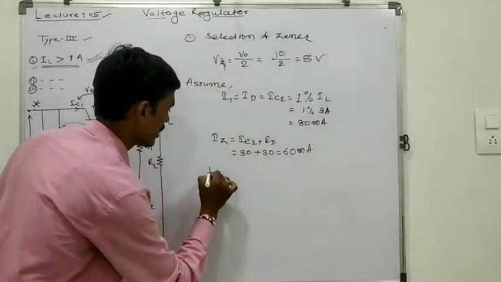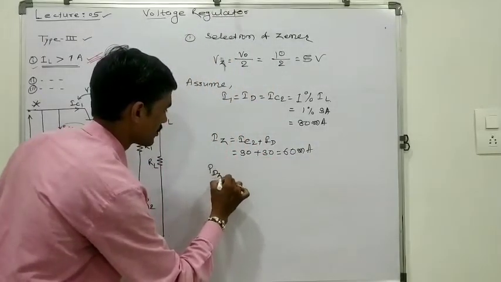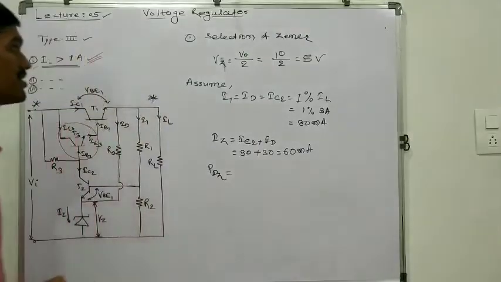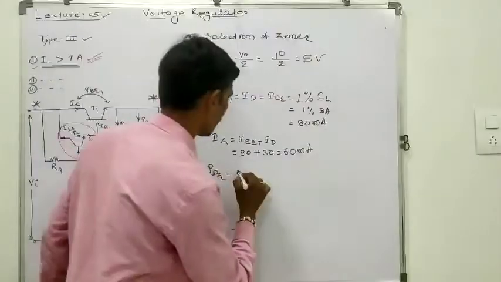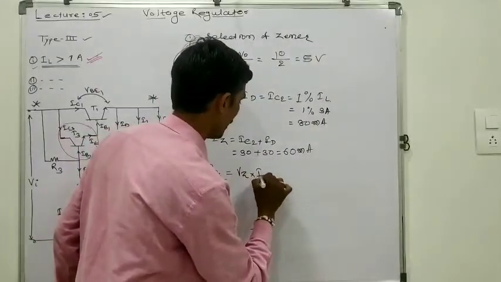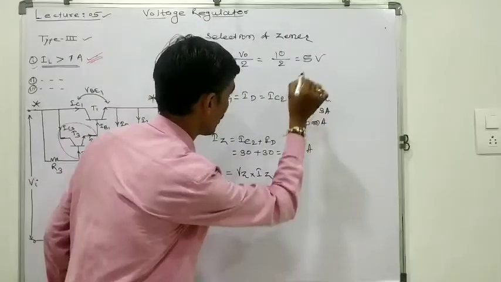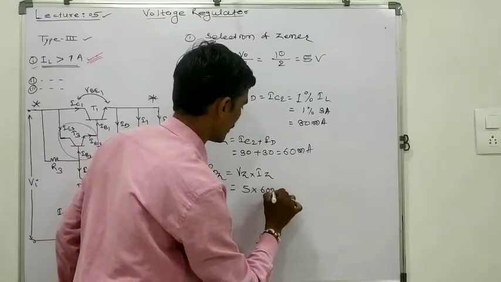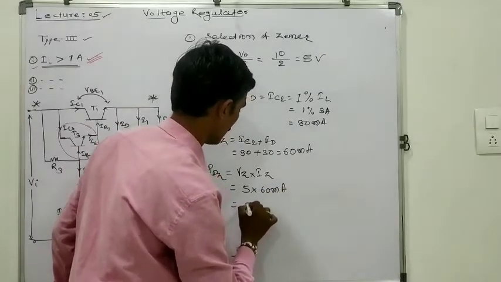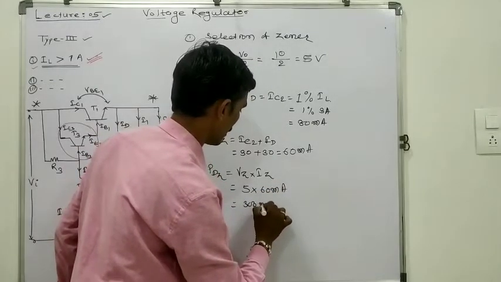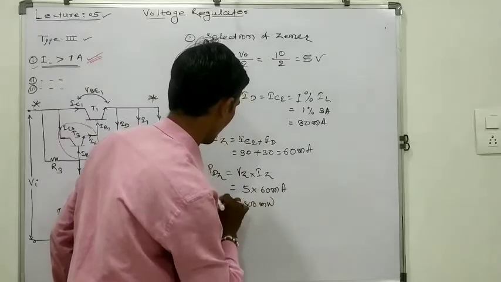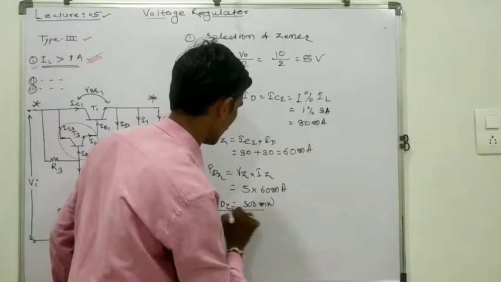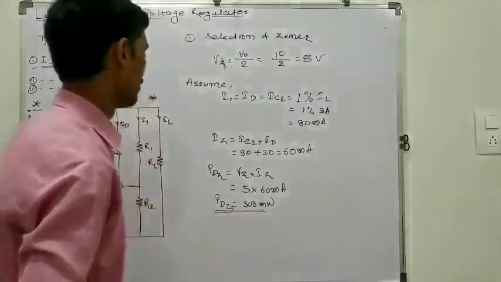Again we have to calculate the power dissipation across the zener. So we have the formula Vz multiplied by IZ. What is the value of Vz? Vz is nothing but 5 volt and this is 60 milliampere. So this is 300 milliwatt. So power dissipation across the zener is equal to 300 milliwatt.